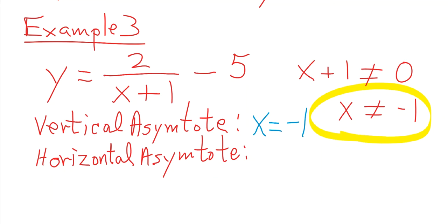X equals negative 1 is our vertical asymptote. How about the horizontal asymptote? Now, on the first inverse variation problems we did, we had something like y equals k over x, where k is some constant, and x cannot be 0. If x was 0, then y becomes undefined. And those asymptotes were in fact the x and y axes.